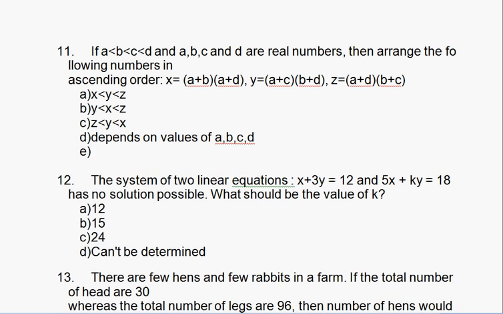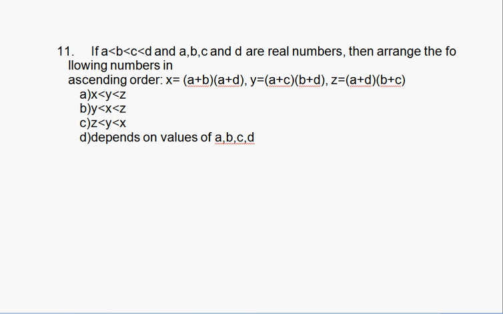Now the best way to solve this is to assume values for a, b, c, d. They are real, so a, b, c, d can very much be a = 1, b = 2, c = 3 and d = 4. Then x would become a + b, which is 3, into a + d, 5, which is 15.